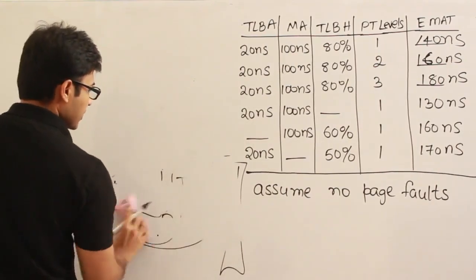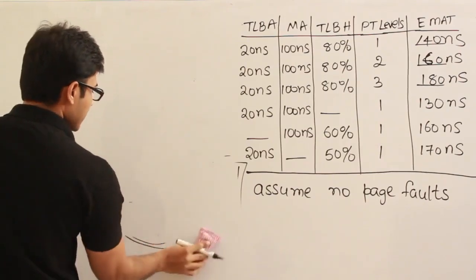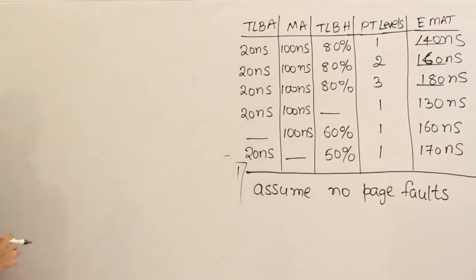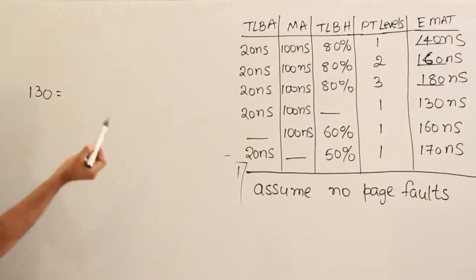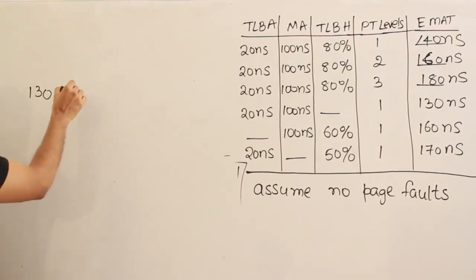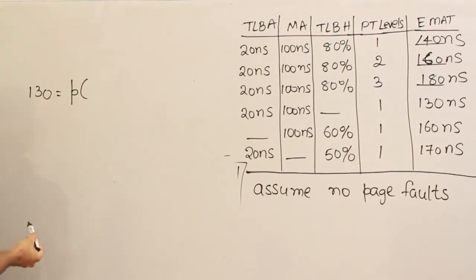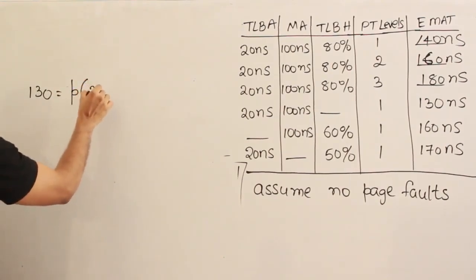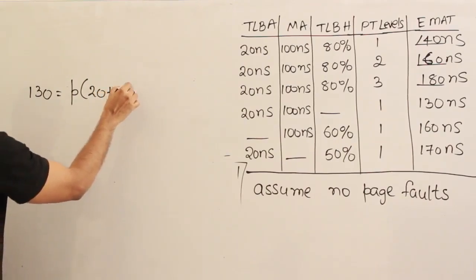Then we can start from there, right? If the TLB hit rate is P, then what is the effective memory access time? So effective memory access time is 130, which is already given, and number of levels are 1. Good. So if the TLB hit rate is P, then what happens if it is a hit? If it is a hit, then the time taken is 20 nanoseconds plus 100 nanoseconds.